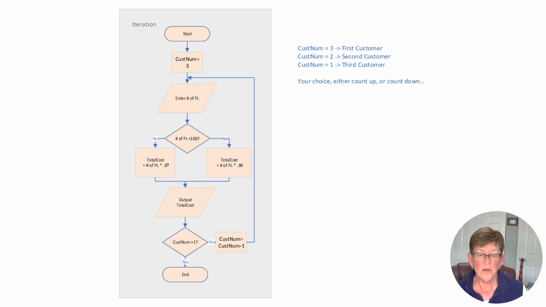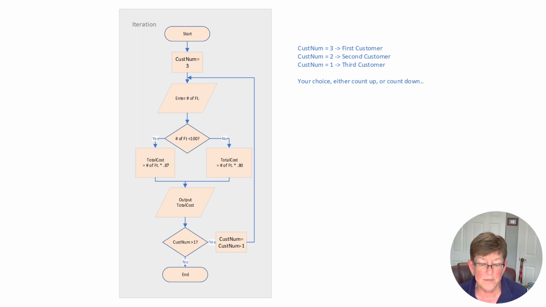So, when the first customer is finished, the question is asked, is customer number greater than 1? If yes, and it is, then we subtract 1 from customer number and go back up to the top to get input and calculate costs for the second customer. At that point, the customer number is 2. Is that greater than 1? If yes, and it is, then we subtract 1 from customer number and go back up to get the input and calculate costs for the third customer.